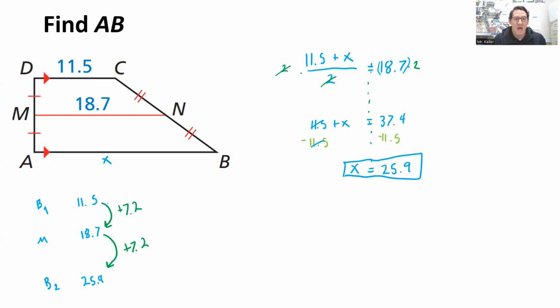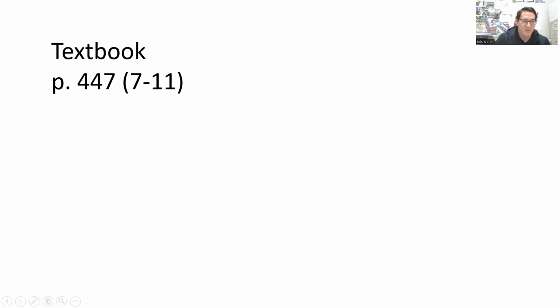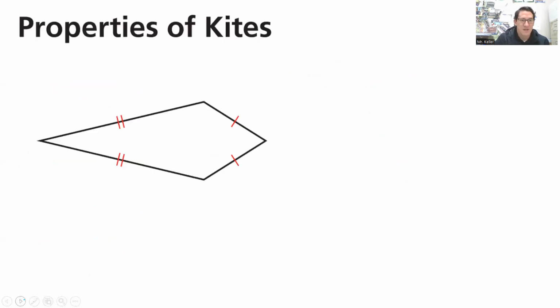So this is kind of how I do it in my head. If you like, the equation's super easy to set up and solve too. But you can do it in your head, kind of like that. Moving on. So we've got some textbook problems there. Next, we're going to talk about properties of kites.